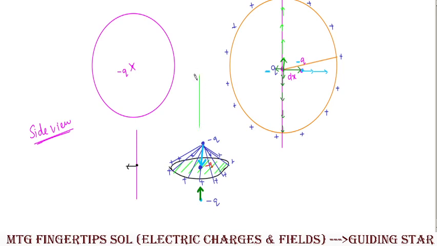This will be, let me draw the axis of the ring. So here this is the axis of the ring. Clear? This is the axis of the ring. So finally what the charged particle will do, the negative charged particle, it will do SHM about the axis of the ring. Clear?